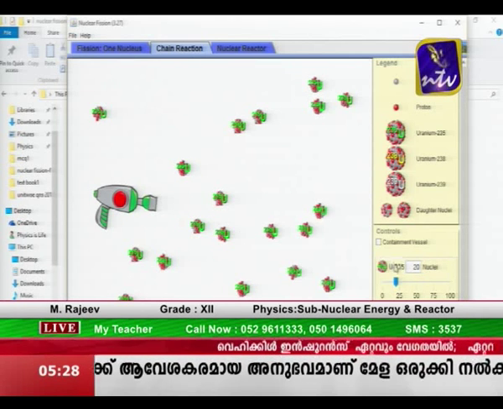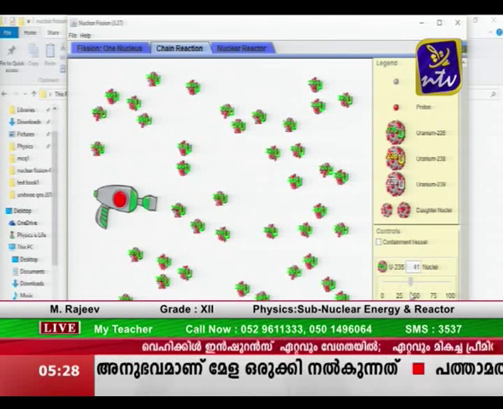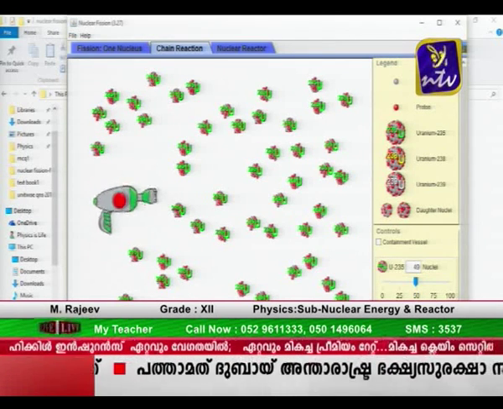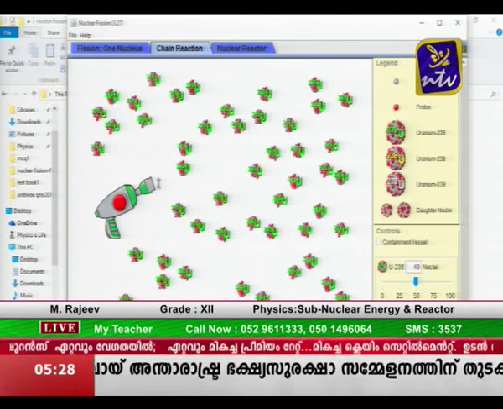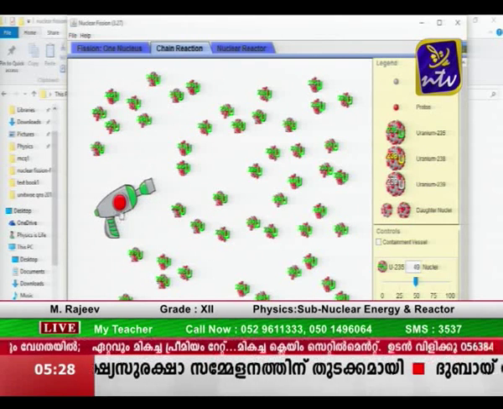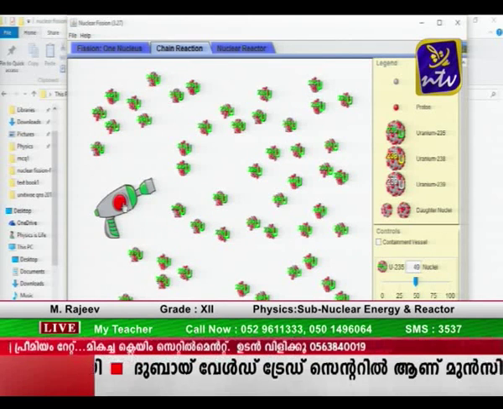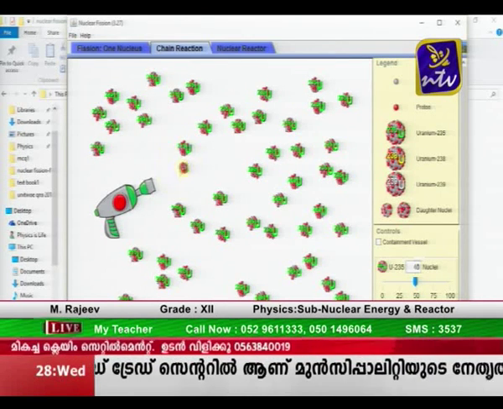So I am going to increase the number of nuclei. See, now more nuclei are there. Just watch, I am using 50 nuclei, just to understand the concept. A neutron, I am going to bombard a nucleus with a neutron. Closely watch the screen and see what is happening.